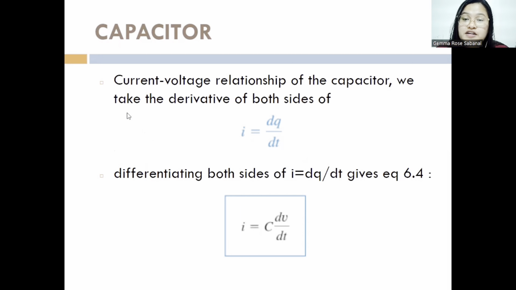For the current-voltage relationship of the capacitor, we take the derivative of both sides of i equals dq over dt. By differentiating both sides, we get the formula i equals C dv over dt. Later on, we will also discuss this in our problem solving. So let's proceed.